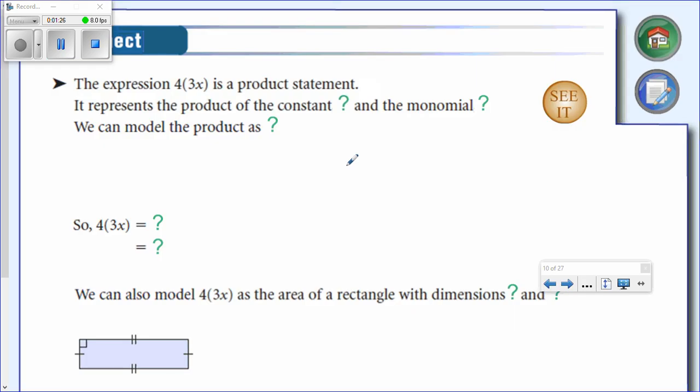You can see here, it says the expression 4 times 3x is a product statement if it represents the product of the constant something and the monomial something. So if we look at this, our constant is the number part, so the 4.